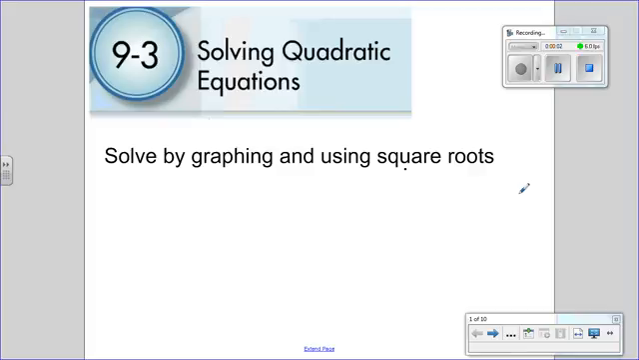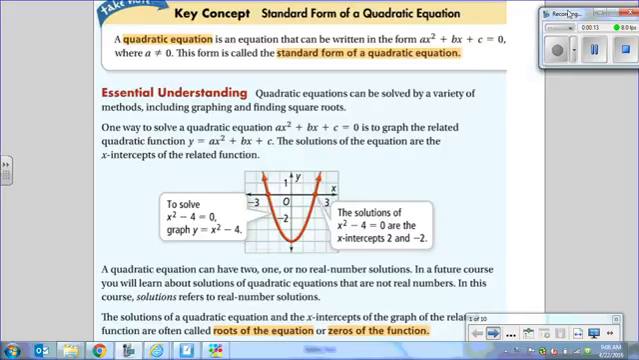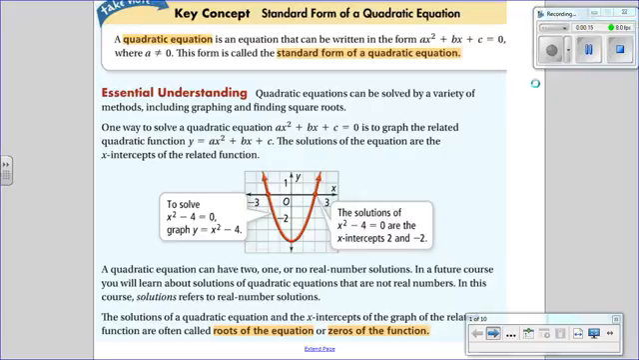Chapter 9, Section 3 is solving quadratic equations. And so we're going to solve by graphing, and we're going to solve by using square roots. Just a reminder that a quadratic equation is something in the form of ax squared plus bx plus c equals 0. And a cannot be 0, obviously, because then there would not be an x squared term.